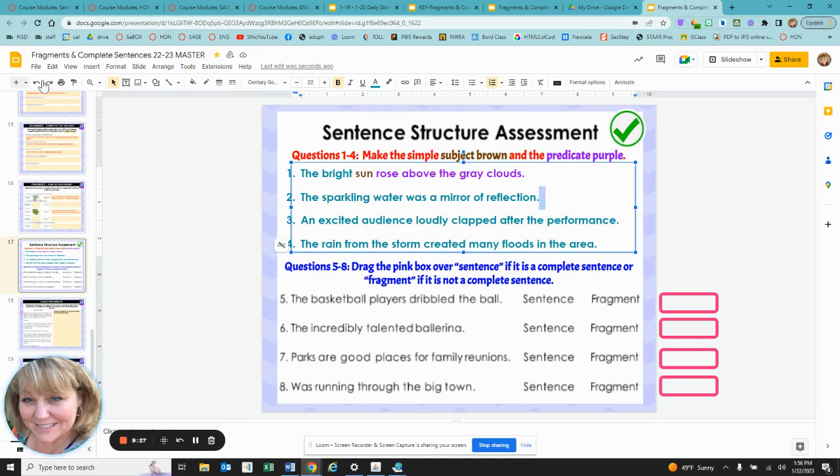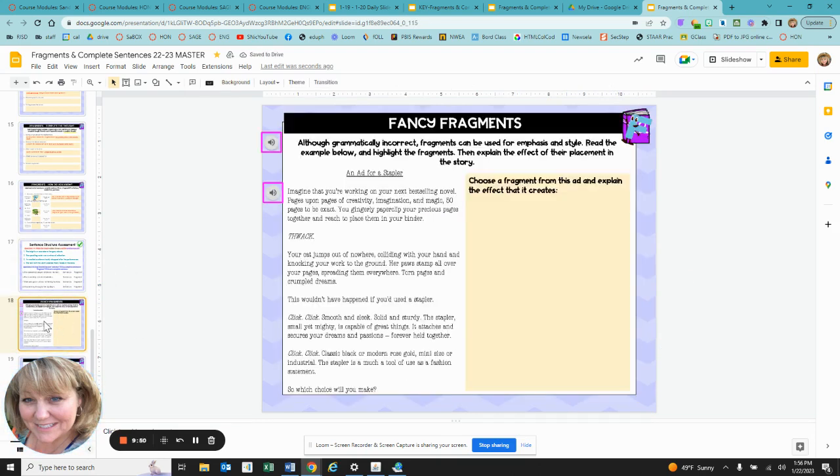On this one, you're going to drag the pink box over the sentence if it is a complete sentence, or over the word fragment if it is a fragment. The basketball players dribbled the ball. Is this a sentence? Put it over sentence. Is it a fragment? Put it over fragment. You choose by following what you've learned up to this point. And then when you are finished with this, you will turn it in for a daily grade.